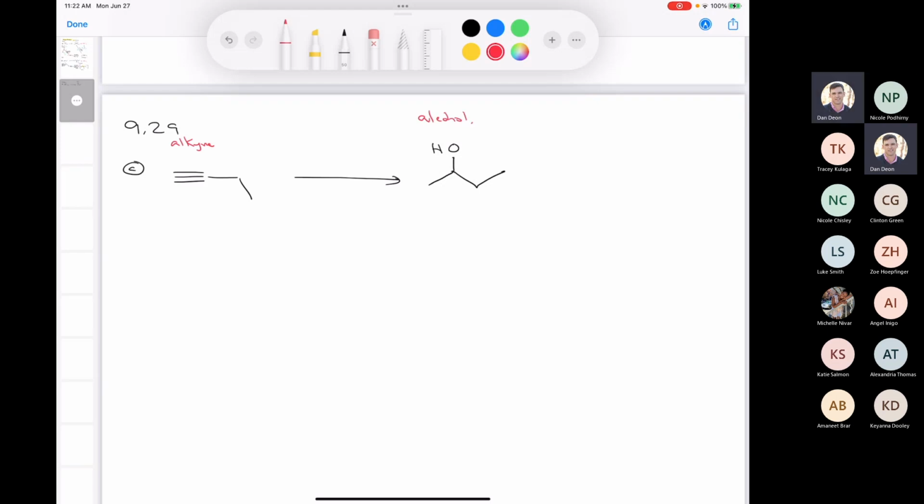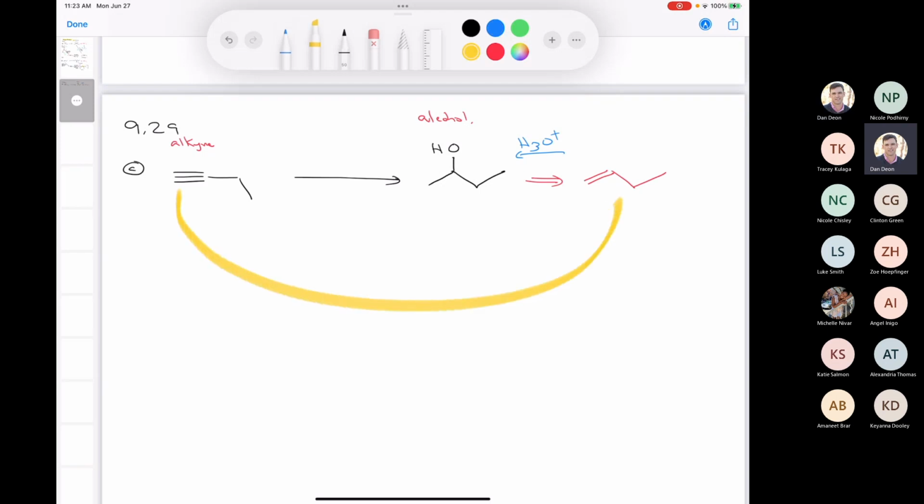I mean, really, how many ways do we have to make an alcohol? The only thing that I can think of off the top of my head is if we had 1-butene. If we had 1-butene, then all we have to do is a straightforward Markovnikov addition of water across that double bond. The rich get richer, and we're done, just like that. So the question becomes, well, how do we get from 1-butyne to 1-butene?